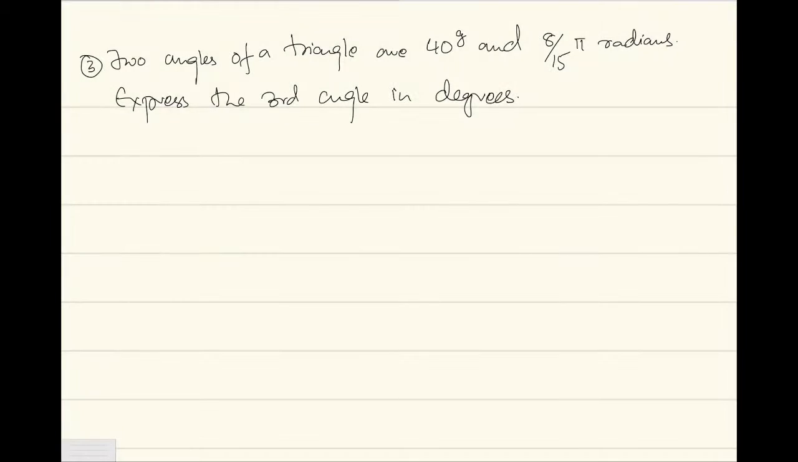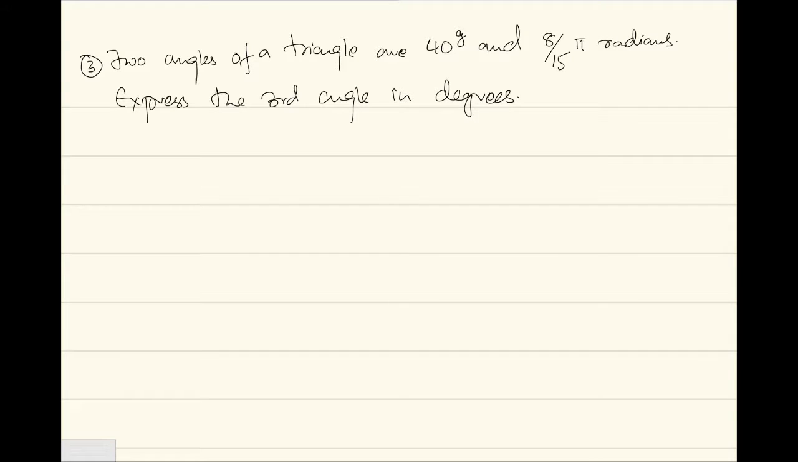Okay, here is the third sum from angles and measurements. It says two angles of a triangle are 40 grades and 8π/15 radians. Express the third angle in degrees. This sum is rather very interesting because there are 3 angles in a triangle, and each angle is given in different measurements, isn't it?